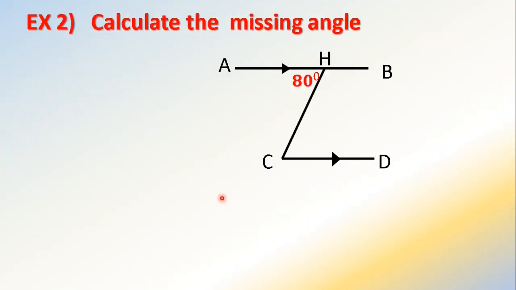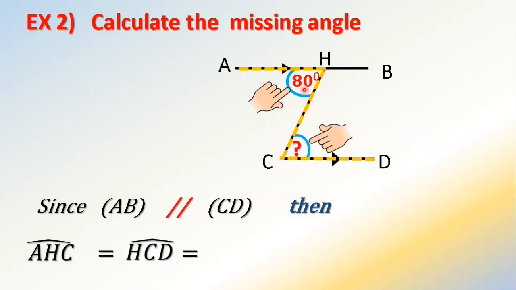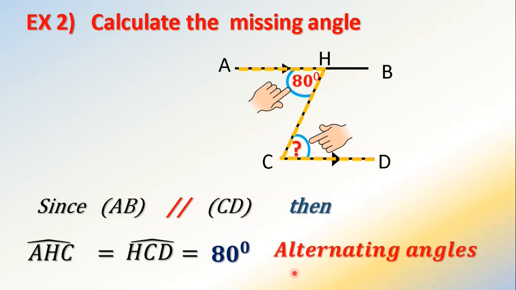Good. Exercise 2. Can you calculate the missing angle also here? Yes, since AB and CD are two parallel lines, and here we have the Z shape, then this angle and this angle are alternating angles and they are equal. So we write, since AB parallel to CD, then angle AHC equals to angle HCD equals to 80 degrees, and the reason is alternating angles, so this angle equals to 80 degrees. Very good.